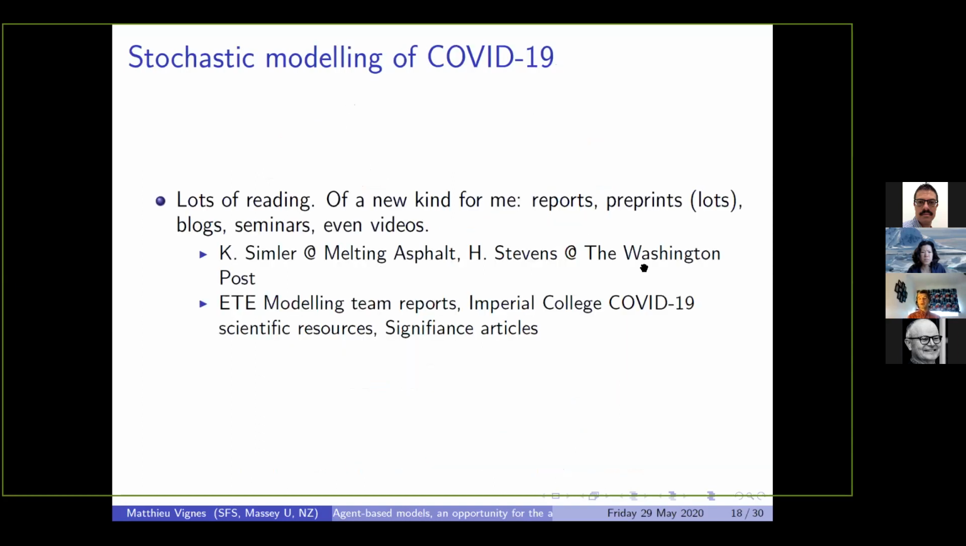Yes, and then since it's a seminar about the COVID-19 mini-series in Melbourne, I promised I would talk about my experience in modeling epidemics as well. It started with a huge amount of reading on my side, and a new kind for me. I read lots of reports, lots of preprints. That's the big change. But I also read interesting information on blogs. I followed quite a few seminars, or even watched videos. So I quote a few of them here.